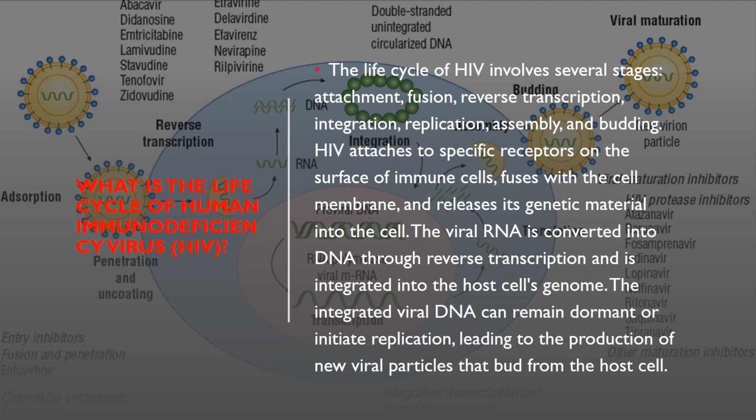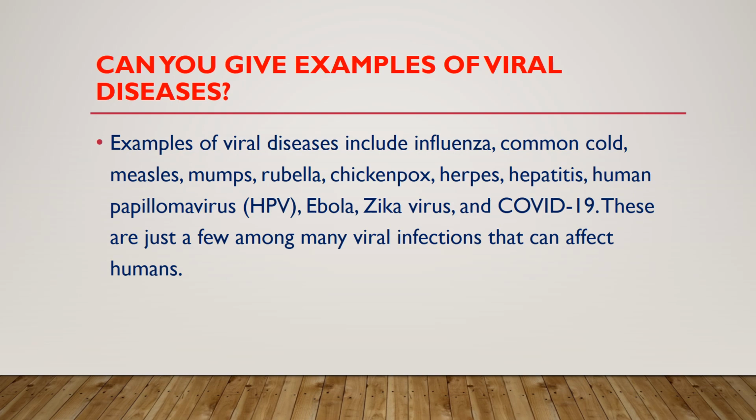What is the life cycle of human immunodeficiency virus? The life cycle of HIV involves several stages: attachment, fusion, reverse transcription, integration, replication, assembly, and budding. HIV attaches to specific receptors on the surface of immune cells, fuses with the cell membrane, and releases its genetic material into the cell. The viral RNA is converted into DNA through reverse transcription and is integrated into the host cell genome. This integrated viral DNA can remain dormant or initiate replication, leading to the production of new viral particles that bud from the host cell.